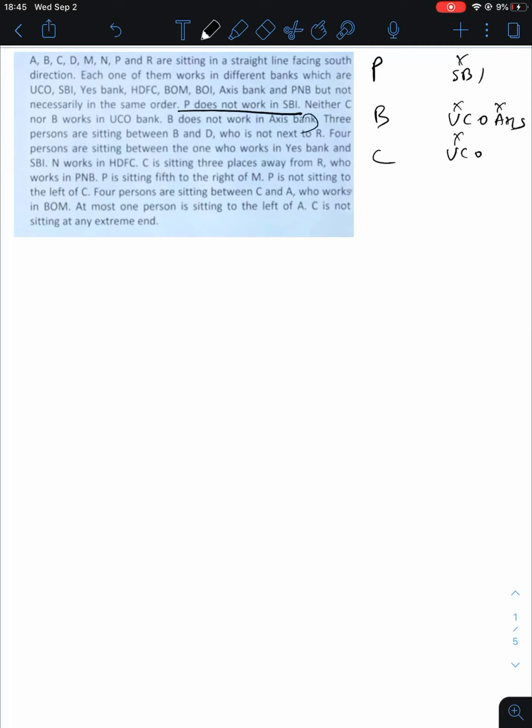3 people are sitting between B and D. D does not sit next to R. 4 people are sitting between the one who works in Yes Bank and the one who works in SBI. N works for HDFC.